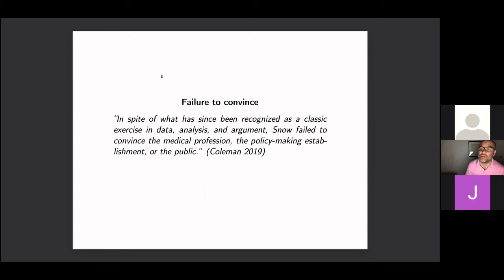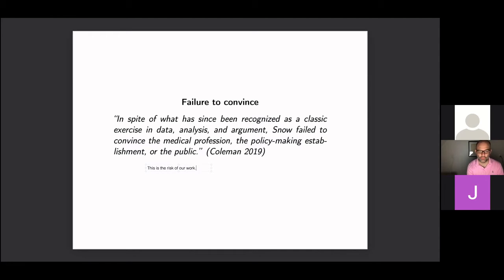But it didn't convince anyone. That's sort of the sad story. Actually, this was the really sad part of it. In spite of what has since been recognized as a classic exercise in data analysis and argument, Snow failed to convince the medical profession, the policymaking establishment, or the public. He didn't convince anyone. And this is the risk.